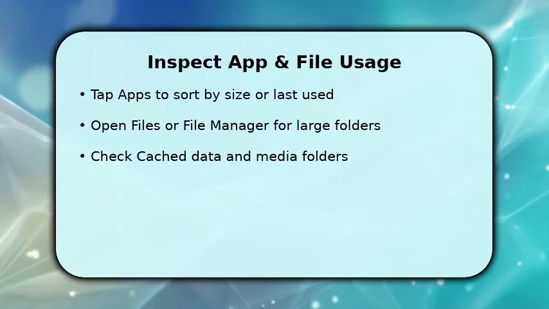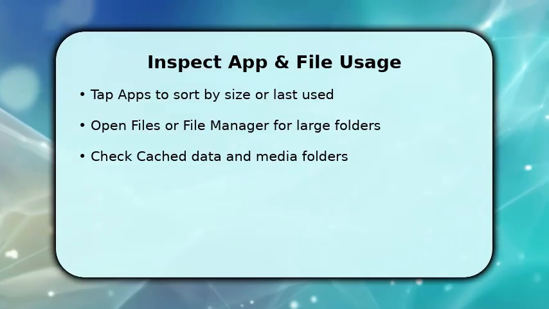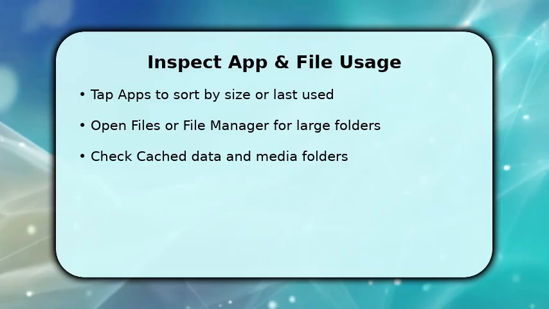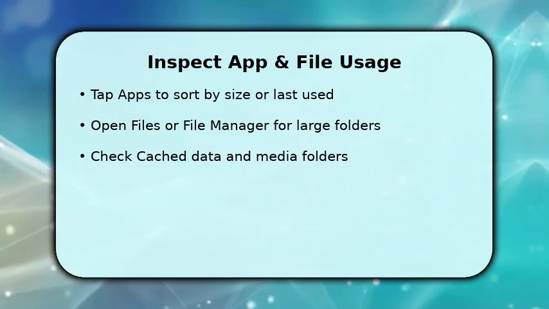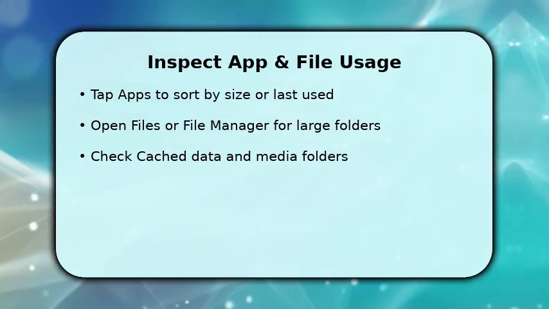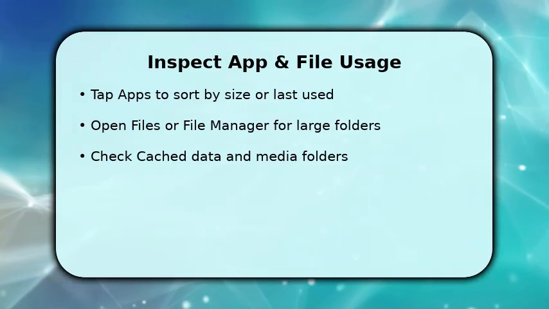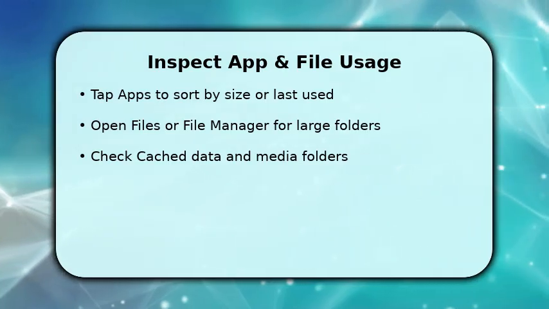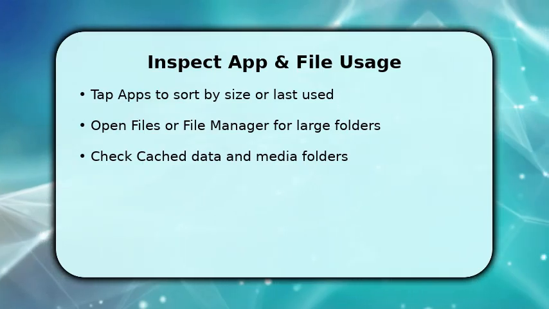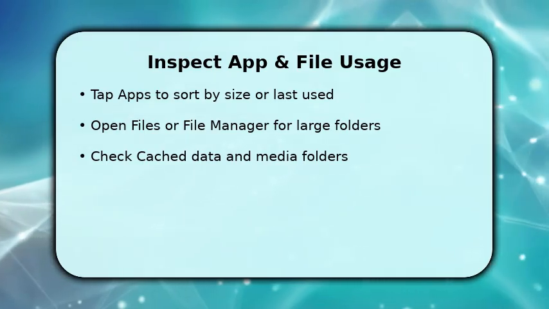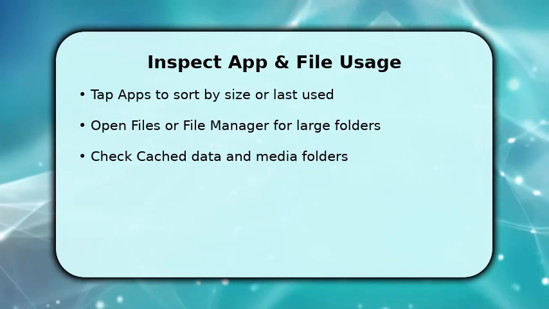Next, drill into apps and files to identify the biggest consumers. You should sort apps by size or last use so large, infrequently used apps become obvious. Uninstall or clear data for those you don't need. Then open your file manager and sort folders by size, inspecting downloads, DCIM, and media folders for redundant files.